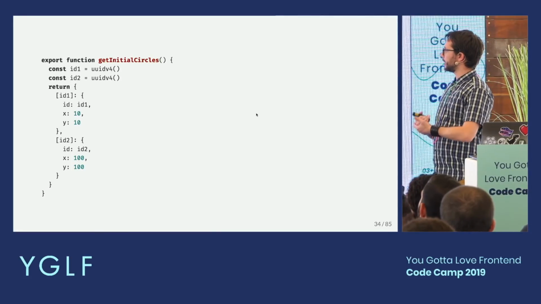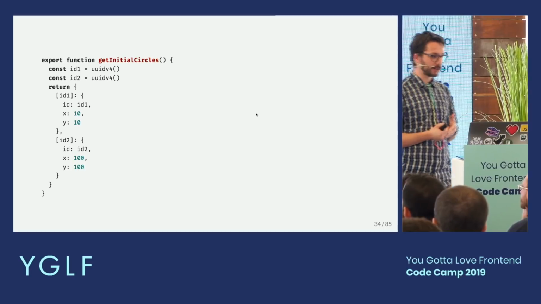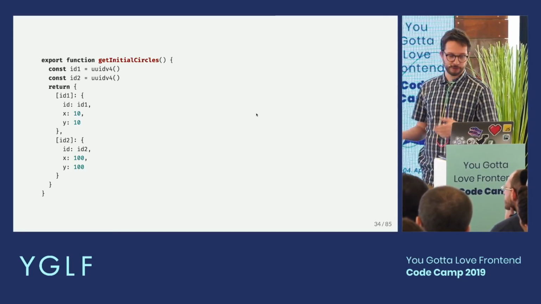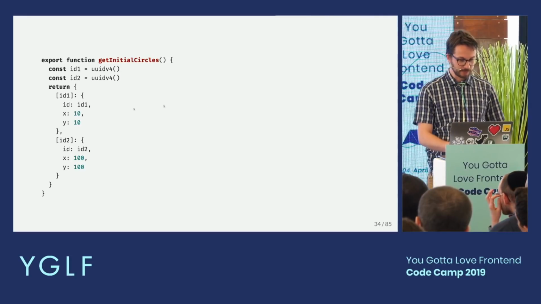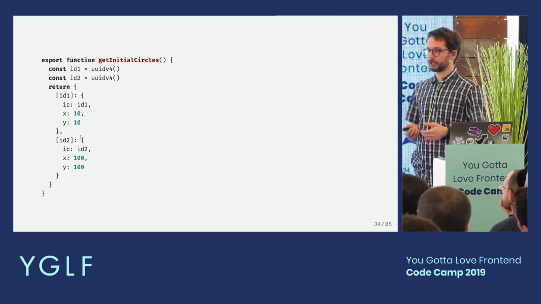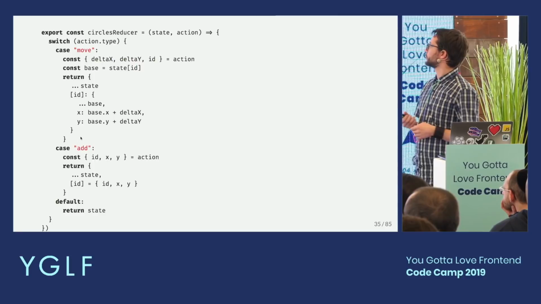You can imagine that when you capture the state of a set of circles, it might look like this. In this case, I used a map with circles. It could also have been an array, doesn't really matter. They're stored under their own ID and they capture the coordinates. So this is now the entire state of my application.